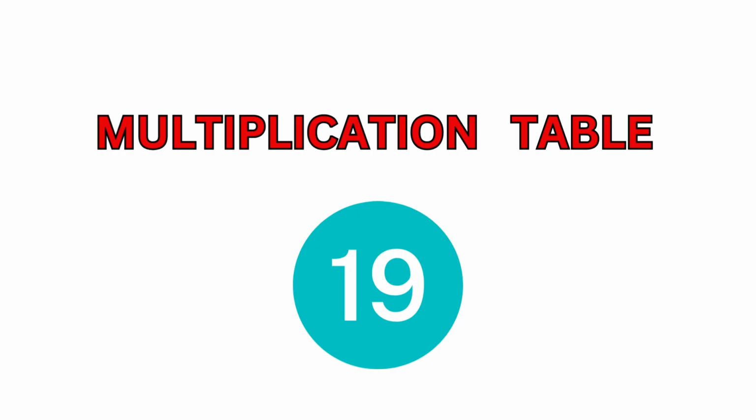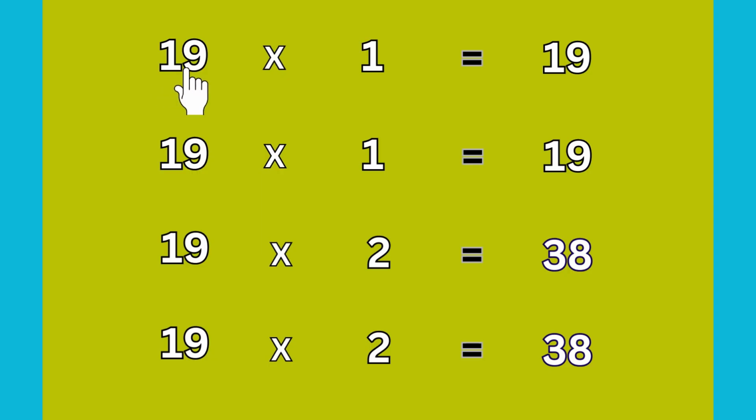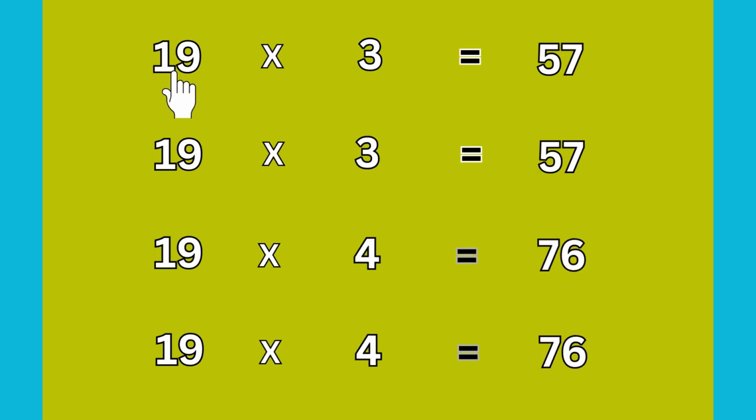Let's begin the multiplication table for 19. 19 ones are 19. 19 twos are 38. 19 threes are 57. 19 fours are 76.